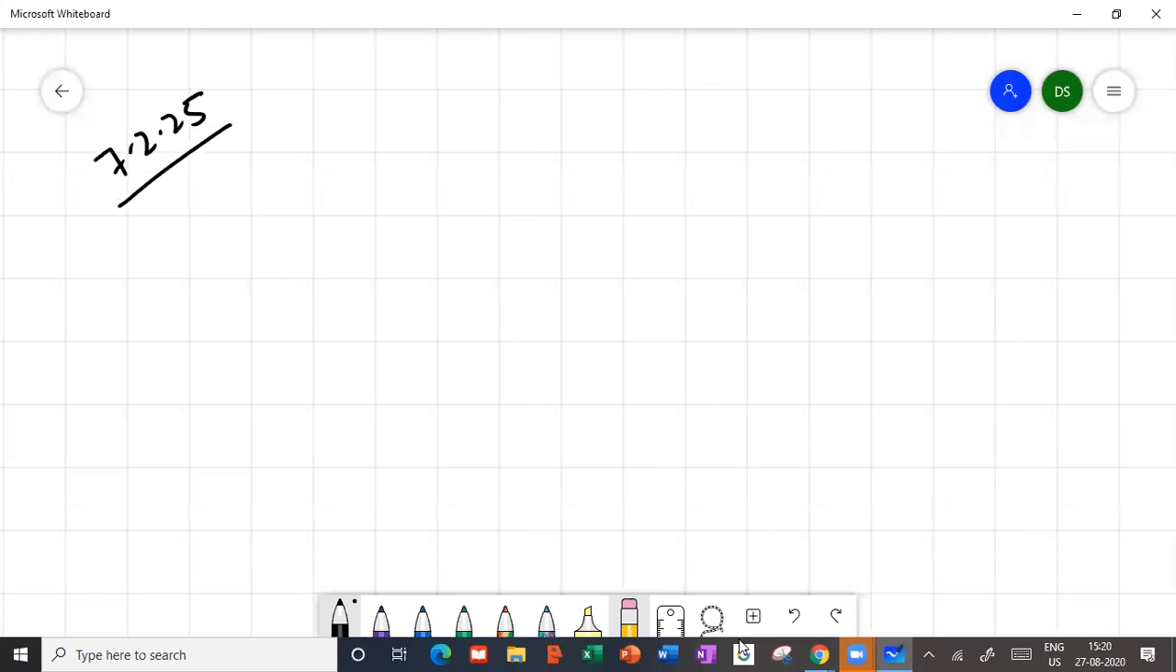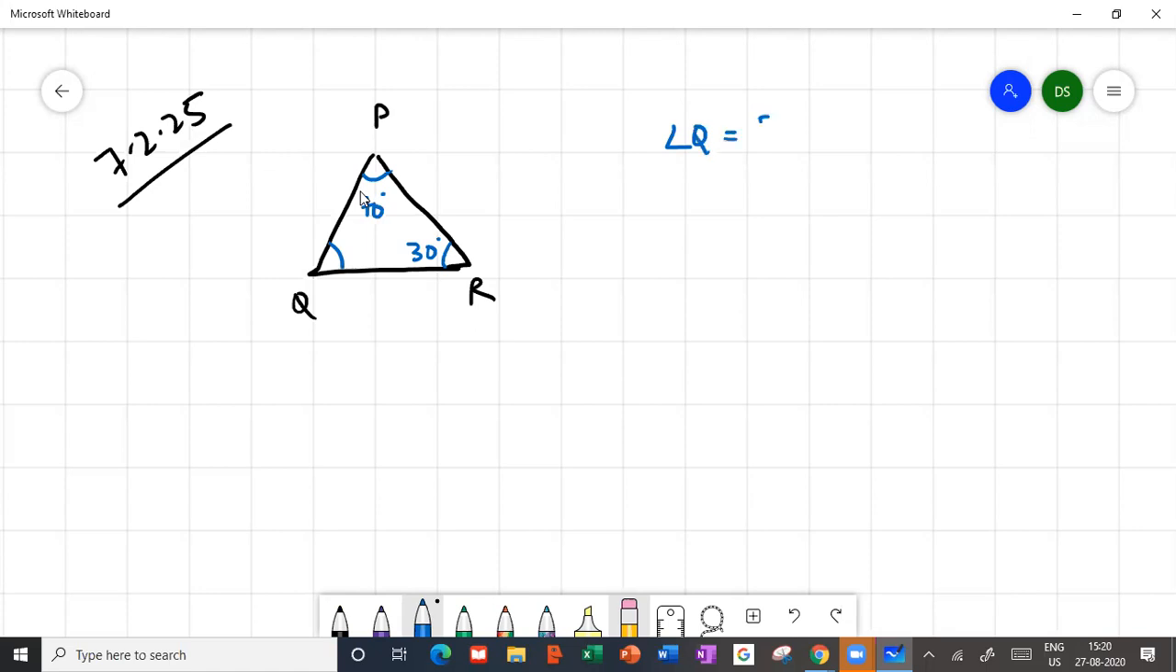7.2.25. Okay. So they have given you triangle PQR. They are saying P is 70, R is 30. So how much will this be? Angle Q will be 80. Awesome. Anybody confused how we got 80? The angle sum property of a triangle. All angles add up to 180. This is 100. So 180 minus 100 will give you 80. So you got angle Q. Okay. So then now which property do we use?